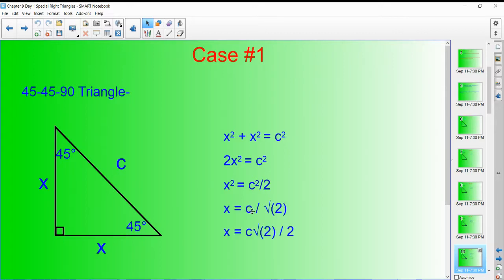Then we can take the square root of both sides, and we get x equals the square root of c squared divided by the square root of 2, so c divided by the square root of 2. Or we can rationalize the denominator, and we get c times the square root of 2 divided by 2. So if I know c, I'm able to get to x: I take c and divide it by the square root of 2. Likewise, if I know x, I can multiply it by the square root of 2 to get c. So this works in a 45, 45, 90 triangle.